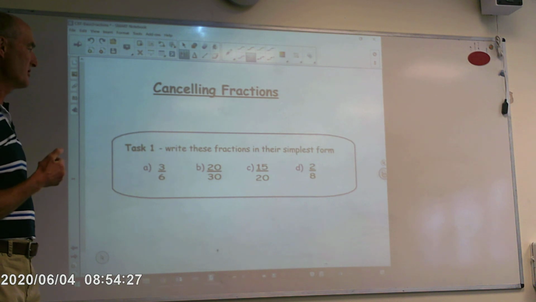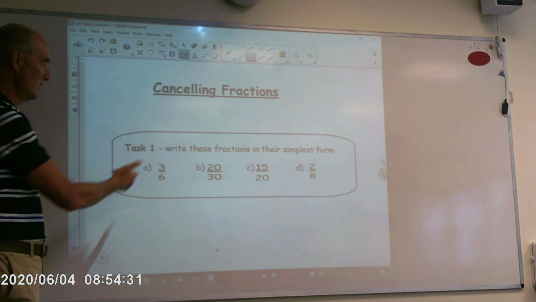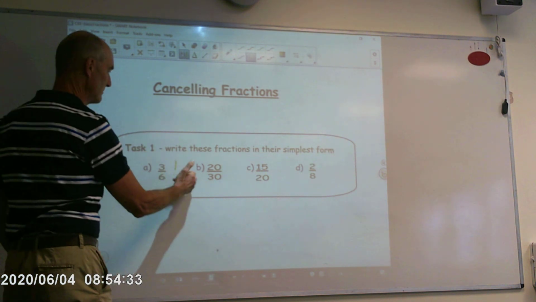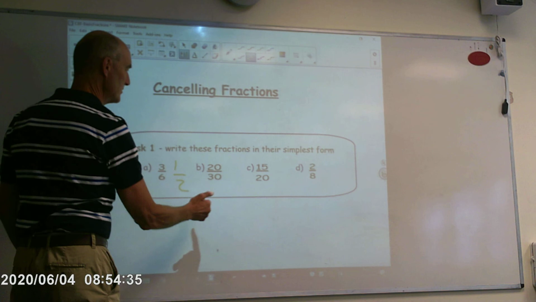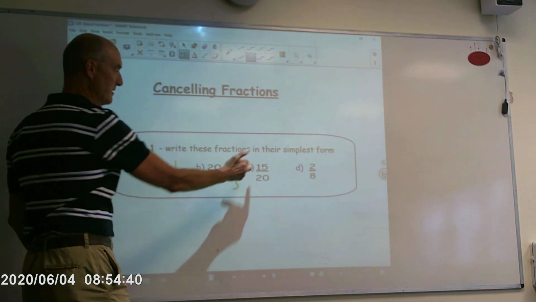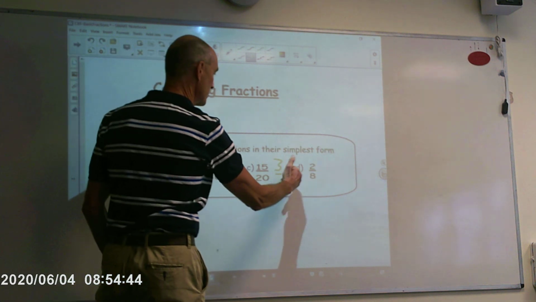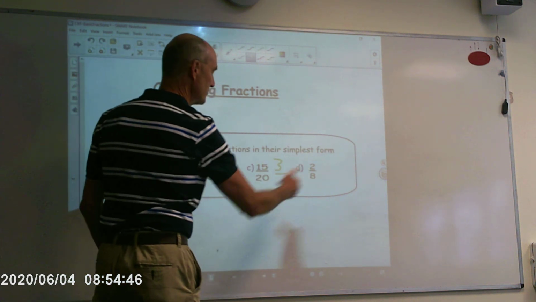Writing these fractions in the simplest form, maybe have a go at that. 3 over 6, a half. 20 over 30, 2/3. 15 over 20, 5 goes into top and bottom, 3/4. 2 over 8.